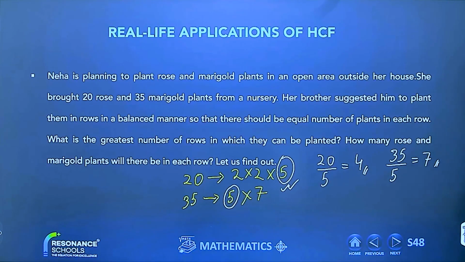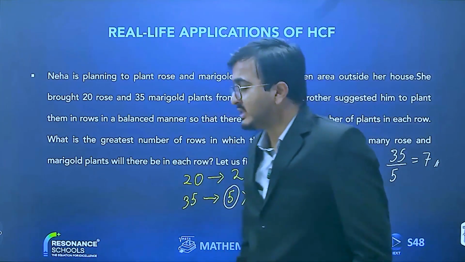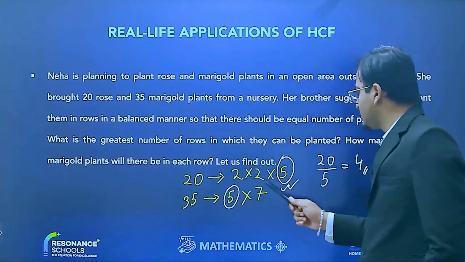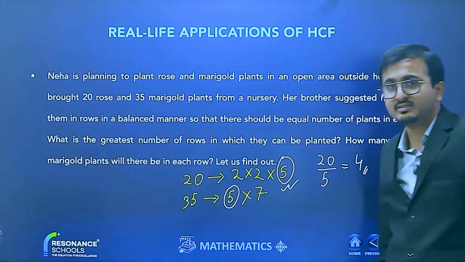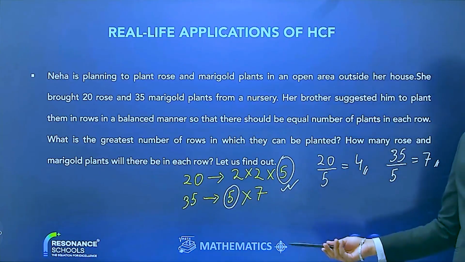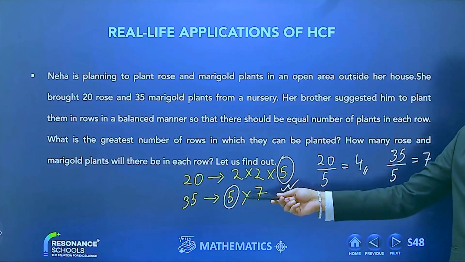Clear? Okay. So what I did, first I did the prime factorization of 20. 20 prime factorization is 2 into 2 into 5. And 35 prime factorization is 5 into 7. The only prime factor which is common is 5 here. You can clearly see it is 5.